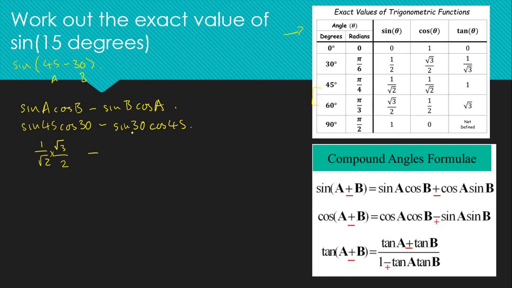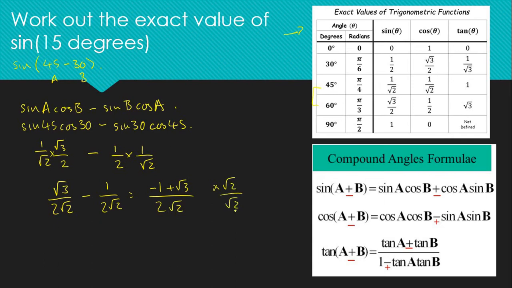Minus sine of 30. Well, sine of 30 is a half, lots of cos of 45. Well, cos of 45 is 1 over root 2. And we'll end up with root 3 over 2 root 2, take away 1 over 2 root 2, which is going to be negative 1 plus root 3 over 2 root 2. And then we can multiply through to rationalize the denominator by root 2 over root 2.